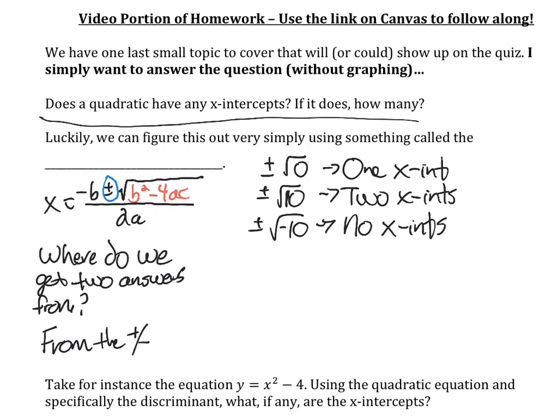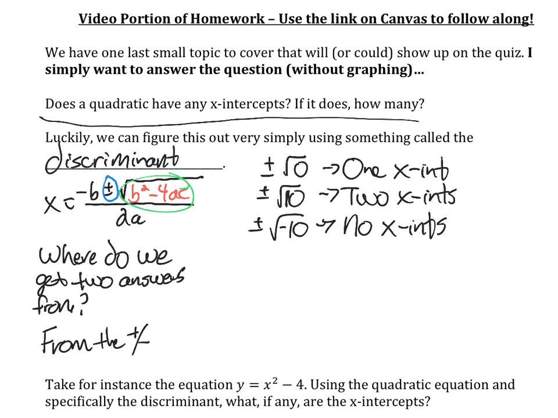So really, what does the number of x-intercepts depend upon? It depends upon the value we have underneath the radical. If we have a 0 number, we have 1. If we have a number greater than 0, we have 2. And if we have a number less than 0, we have none. That thing, the b squared minus 4ac, is what we call, again, this should be review, the discriminant.